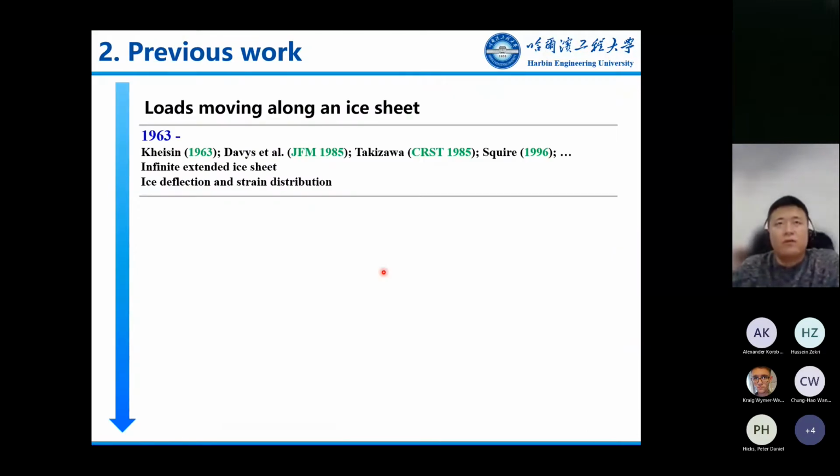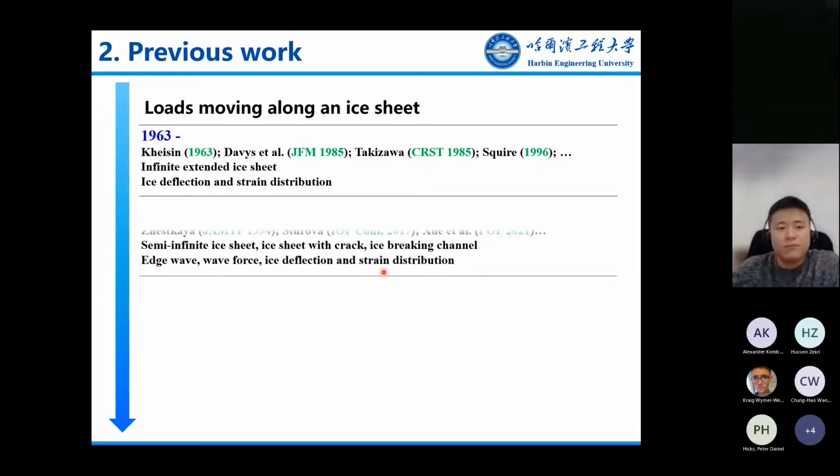For the problem of a load moving along an ice sheet, the pioneering work should go back to 1963, in which a load moving along an infinite ice sheet floating on water was studied. Then, many scholars developed this work, such as Davis et al. and others. Fruitful results have been discovered, which show that the ice sheet under the moving load can be broken, especially for the load moving with the critical speed of the ice sheet.